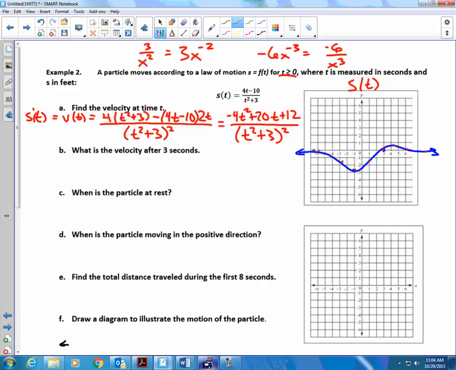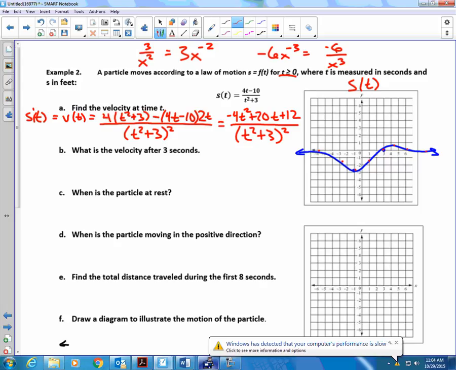So something you need to state before we actually do part B is we have to be able to identify something interesting about this derivative. Look at the bottom. What do you notice about the bottom of this derivative, the denominator? Think in terms of positive, negative, and 0.